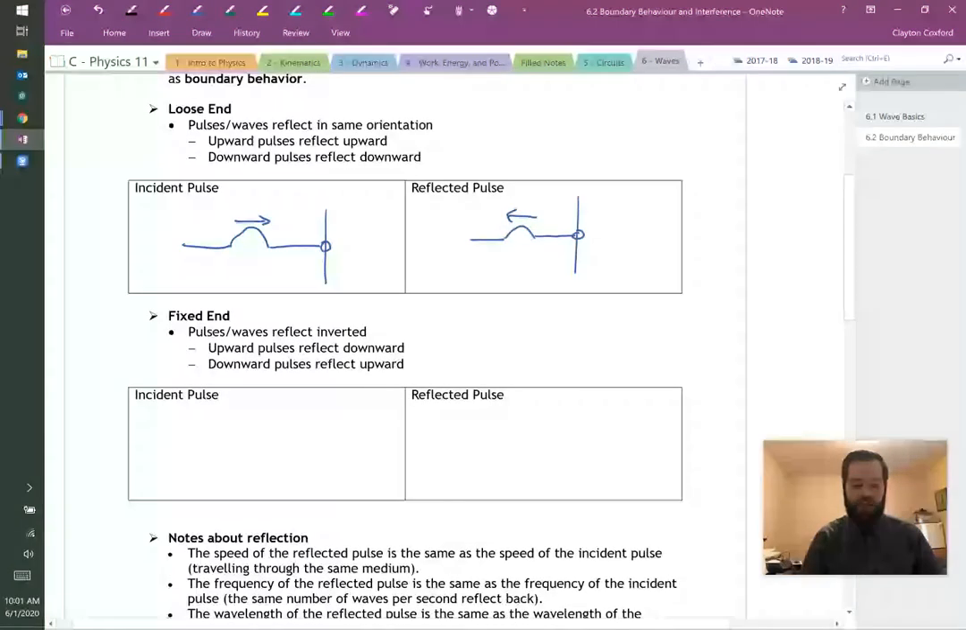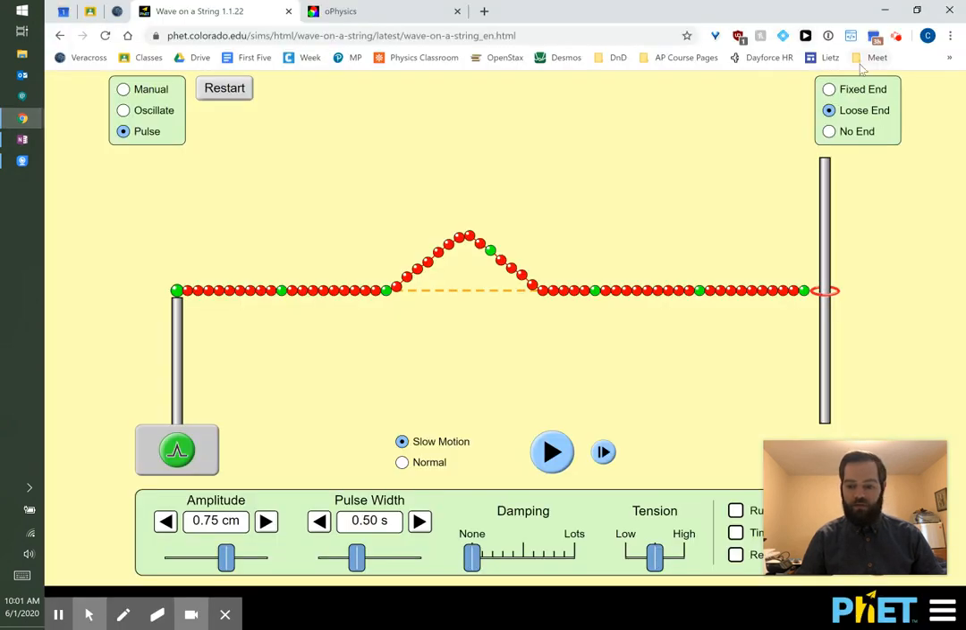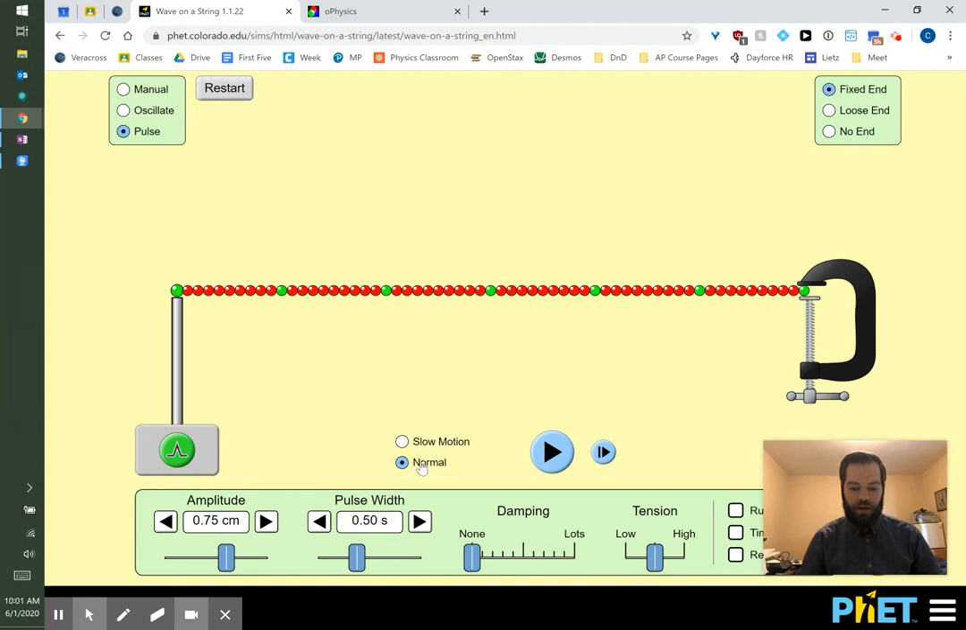For a fixed end, well, let's remember what that looks like. For a fixed end, we're going to have a wave pulse coming in. Let me restart that. And we see that we have an upward pulse, and it hits the boundary, and it reflects inverted. An upward pulse hits the boundary, reflects inverted. Let's watch that in slow motion. We can see that all the energy kind of encounters the boundary and then flips around.